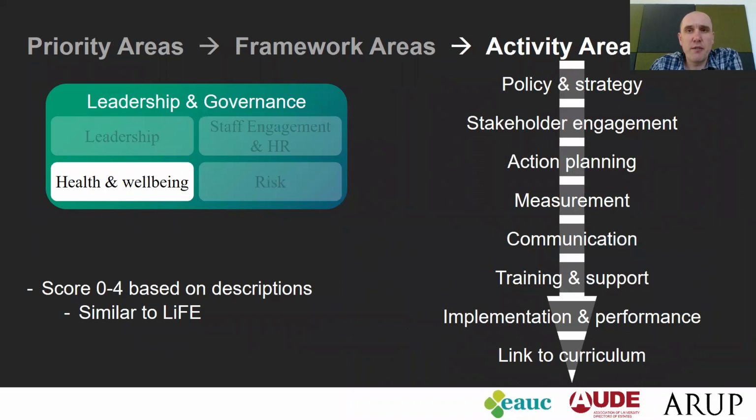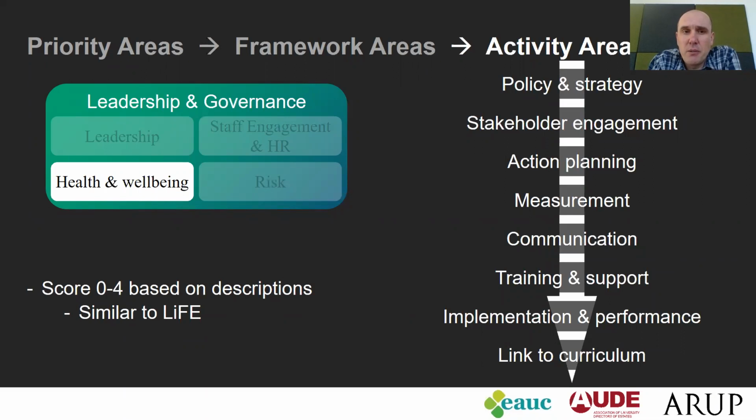So within each of the framework areas, there are 8 activity areas. And this is really where you start to engage with the tool quite closely. These 8 activity areas are the things that you will score yourselves against within each of the framework areas you choose to engage with. So for example, in health and well-being, the activity areas range from policy and strategy through to implementation and performance, with links to the curriculum mentioned in there as well.